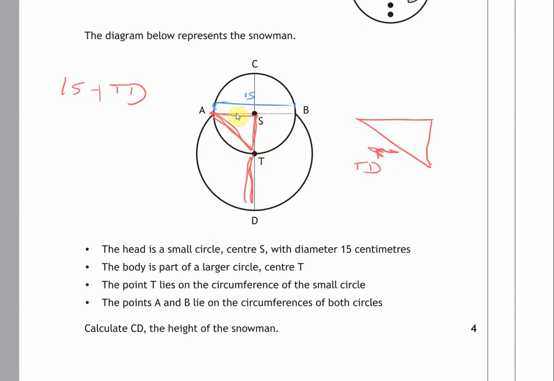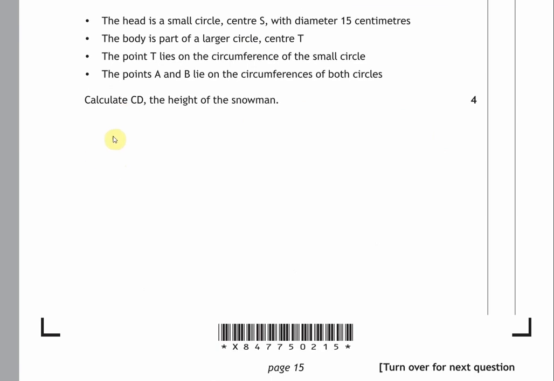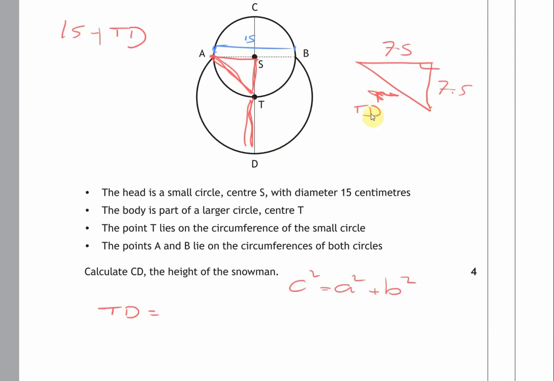Now we know this length. This is half the diameter. So this becomes 7.5. And this is exactly the same. So this would also be 7.5. So that means that in order to determine TD, we'll use c squared equals a squared plus b squared. We'll do it the proper way and we'll label our triangle. So we know that TD has to be the hypotenuse c, and we can call this a and we can call this b. It really doesn't matter because they are exactly the same.